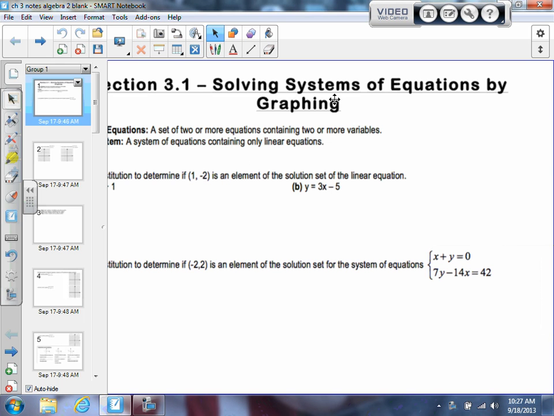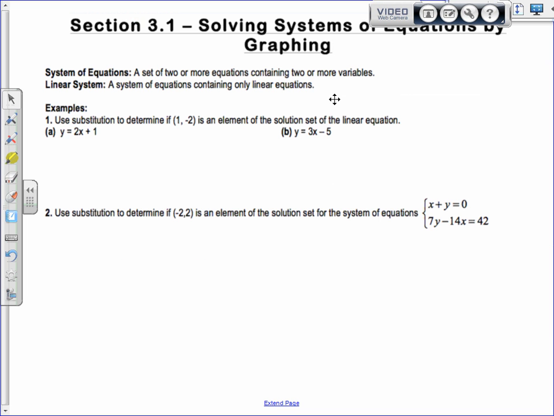All right, so section 3.1 is on solving systems of equations by graphing. A system of equations is basically a set of equations containing two or more variables. So let's say we have two equations that have x and y, then you can solve for x and y. What you learned in Algebra 1 is you can do substitution or elimination. You can also do the method we're going to do today, which is graphing.